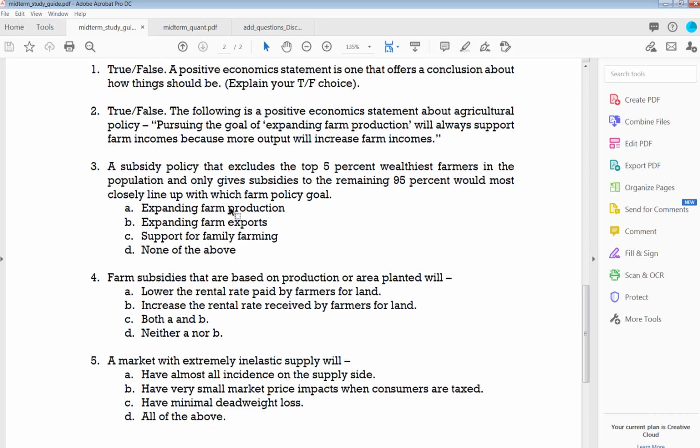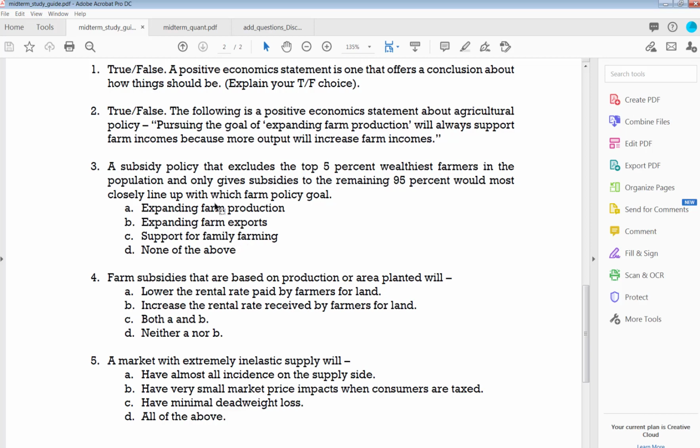Here, probably the easiest answer to go with on cutting out the top 5% wealthiest farmers would probably be C, would make the easiest sort of explanation, because we tend to think of the wealthiest farmers probably not being as dependent on the farm income for their well-being. That imposes a definition of family farming that says let's support family farming by looking at families whose major source of income is the farm operation, and that's where the subsidies should be concentrated. Okay, so however you want to explain that.